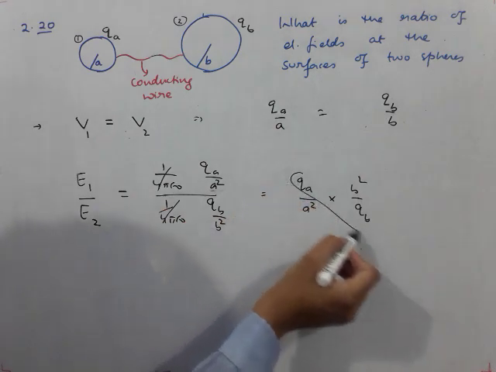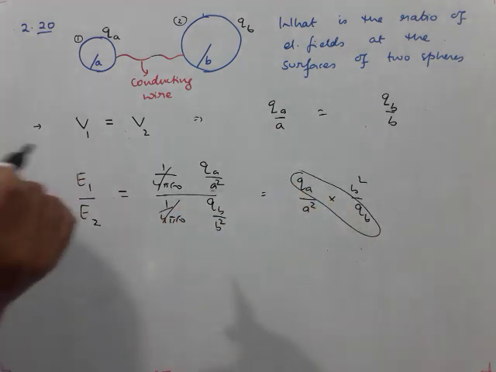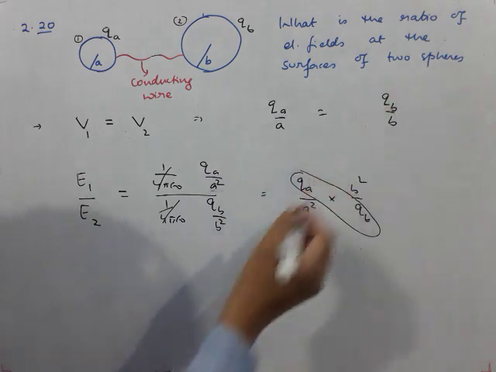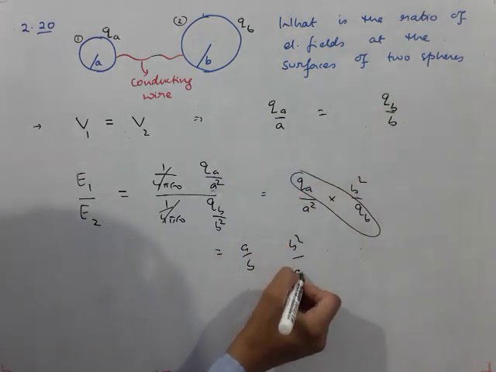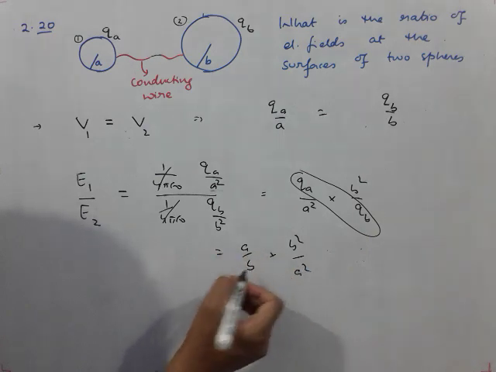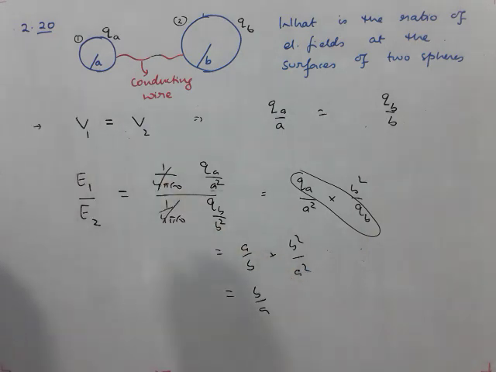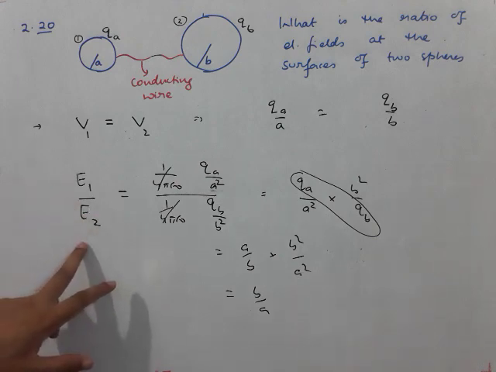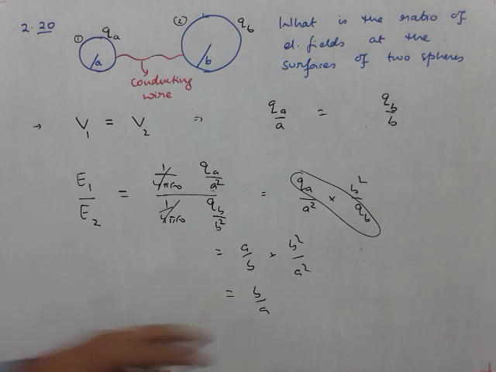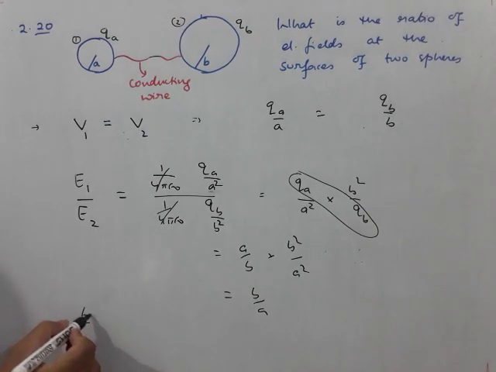So here we have a QA by QB term. QA by QB will be how much? A by B. And what is left? B square upon A square. So one of them will cancel. So what remains behind is B by A. So electric field will be inversely related to the radius. E1 by E2 is radius of 2 by radius of 1. So electric field we say is inversely proportional to the radius, and it is for this reason.